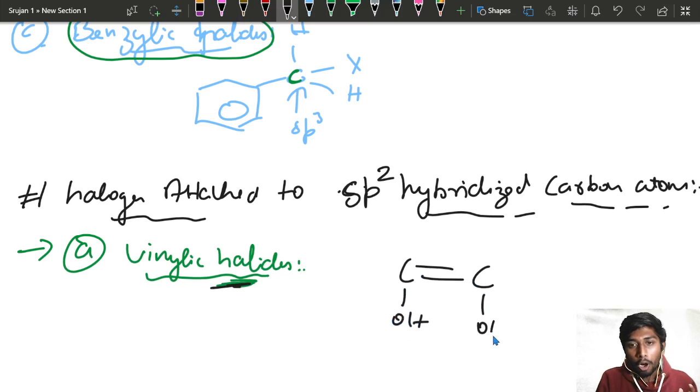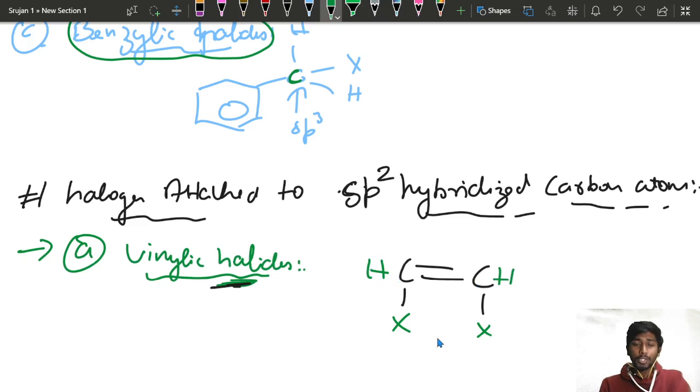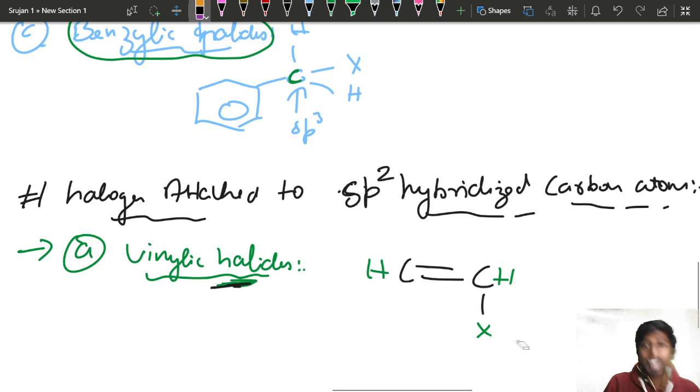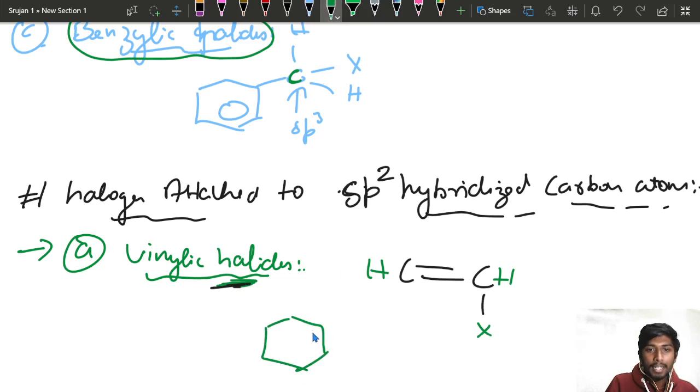This OH, or we can take it as a halogen. It's a haloalkane, and in alcohols we'll study this again. X satisfies the valency of carbon. This type is nothing but a vinylic halide. If it is attached to two halogens, it's a vinylic dihalide; now it is a vinylic monohalide. The same thing applies to alkenes, like cycloalkenes with a double bond.